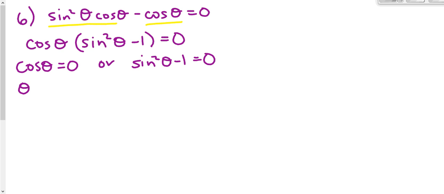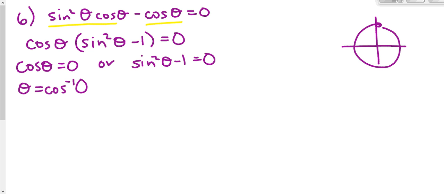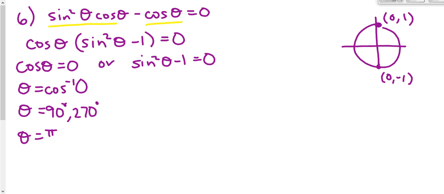So for the first one, theta would be inverse cosine of 0. So where is the cosine 0? Think about the unit circle. Cosine is 0 at the point 0, 1 and at the point 0, negative 1. So that would be 90 degrees and 270 degrees. Convert those to radians, and we have pi over 2 and 3 pi over 2.